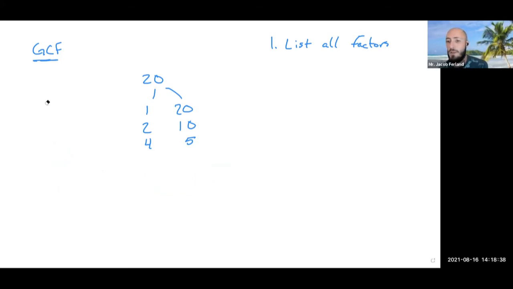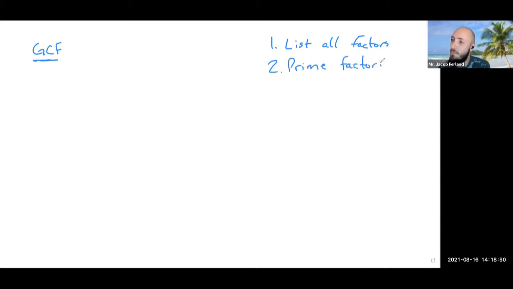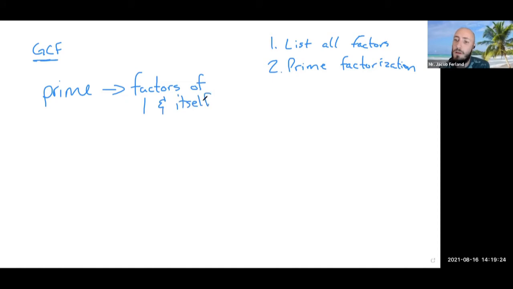But there's another way to find the greatest common factor, and that is through what we call prime factorization. And what that means is we want to take a number and reduce it to its prime factors. And a prime factor is a factor of that number that is prime. And what prime means is that number has factors of 1 and itself only. That's very important. So for example, 3 is prime because 3 only has factors of 1 and 3. Its only factors are 1 and itself, so 3 is prime.